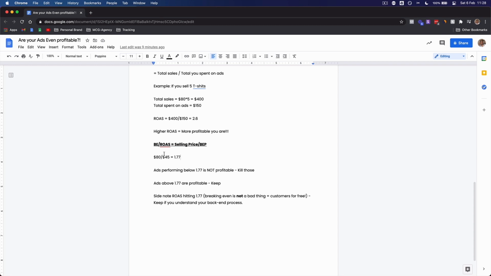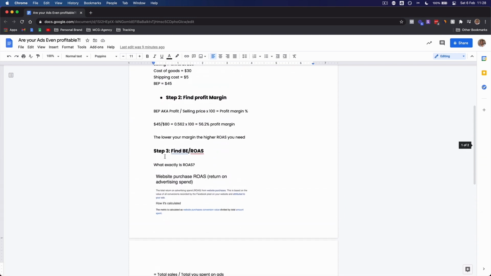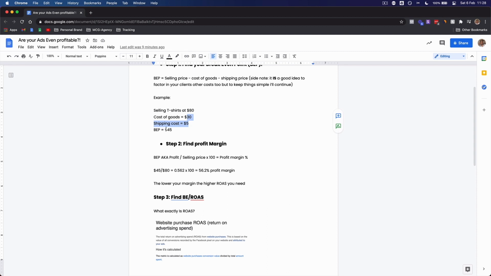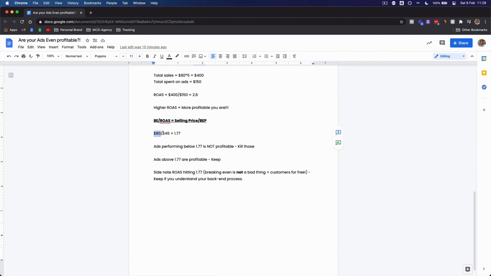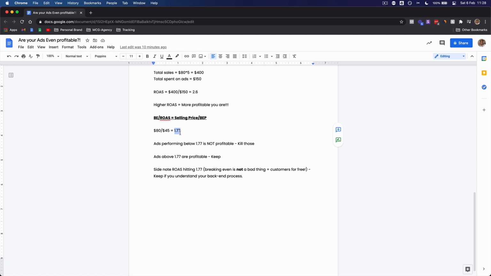You work this out by taking the selling price of your product and dividing it by your break-even point. So you take $80, which is how much you're selling your t-shirts for, and divide that by your actual break-even point. Again, we have costs of $35, which leaves us with a break-even point of $45. So it's $80 divided by $45.